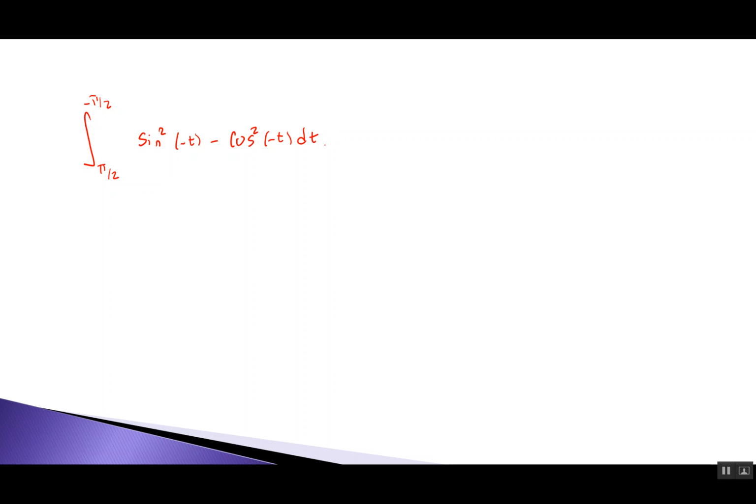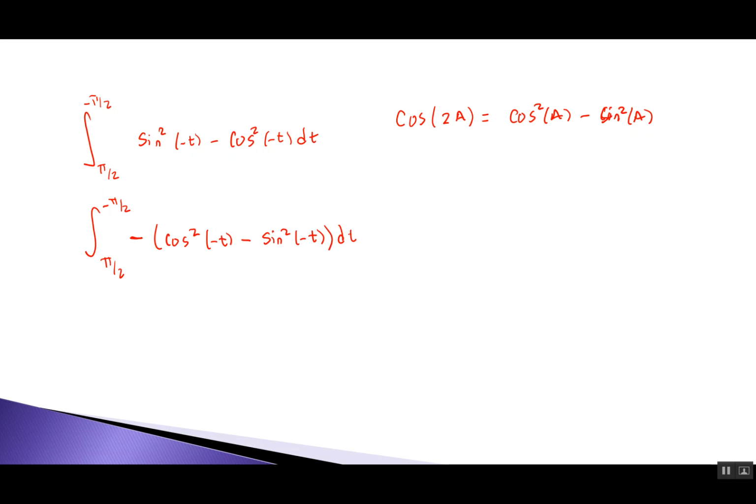One thing I'm going to see right here is I recognize that this is actually a double angle formula. Remember, we talked about this in class a couple times. The cosine of 2a is cosine squared of a minus sine squared of a. So this does look like a double angle. I'm going to rewrite it. Pi over 2 to negative pi over 2. I'm going to write it as negative cosine squared of negative t minus sine squared of negative t dt.